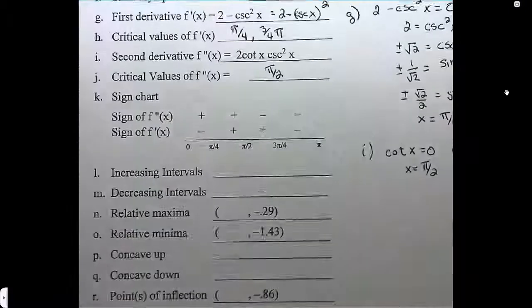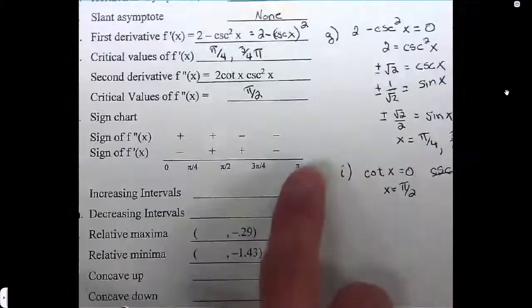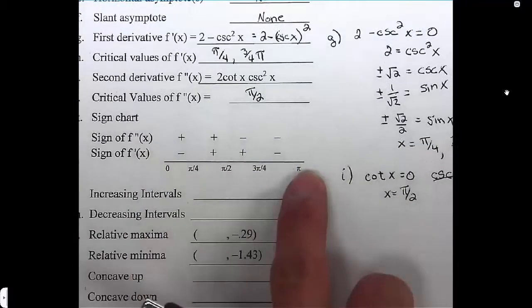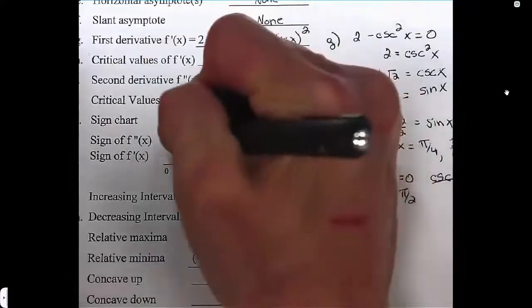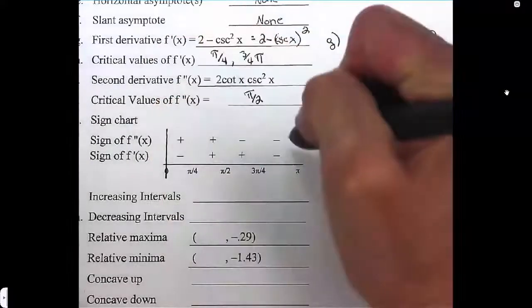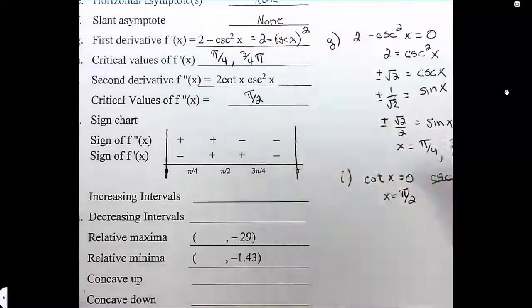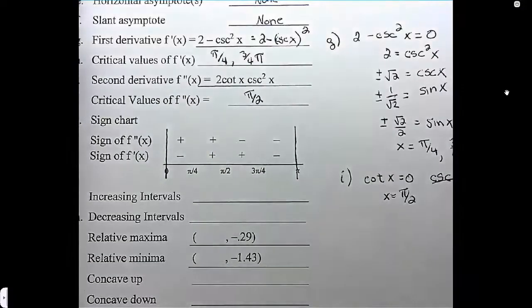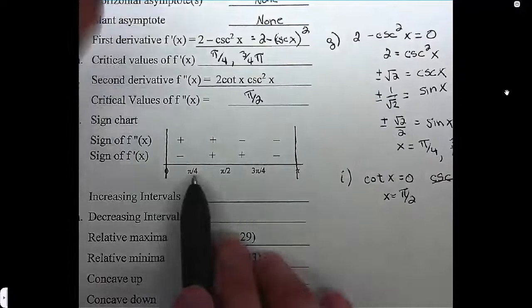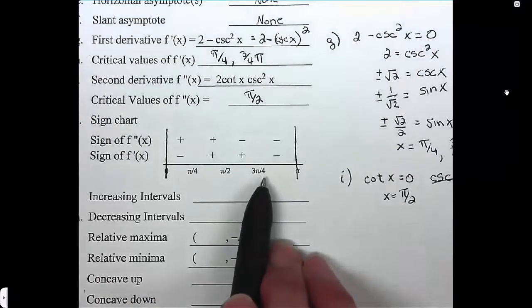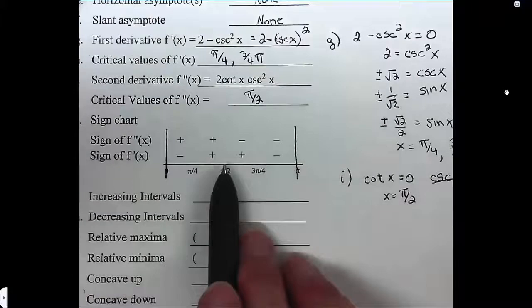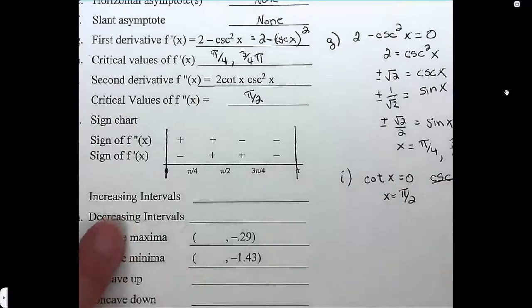And then I made my sign chart from 0 to pi. Since those are endpoints, I want to make a solid line saying I'm not going past 0 and I'm not going past pi. And I put my three critical numbers on there, pi over 4, pi over 2, and 3/4 pi. And I made the sign chart because that's the slowest part of this process.